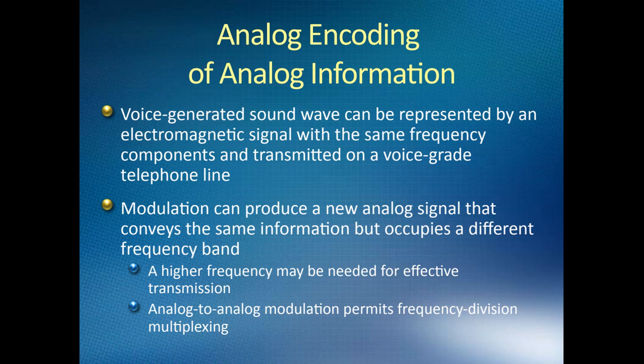So modulation can produce a new analog signal that conveys the same information but occupies a different frequency band. A higher frequency may be needed for effective transmission. Analog to analog modulation permits frequency division multiplexing. What does frequency division multiplexing mean? It means you mix different signals to transmit at the same time.